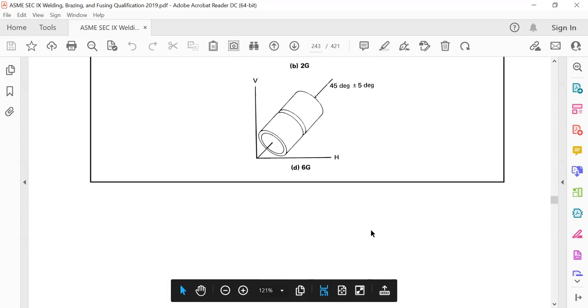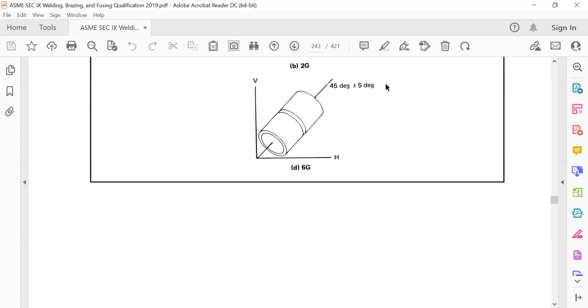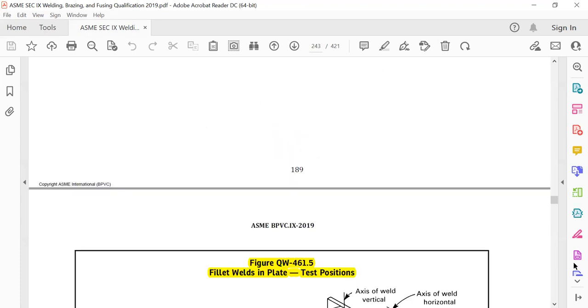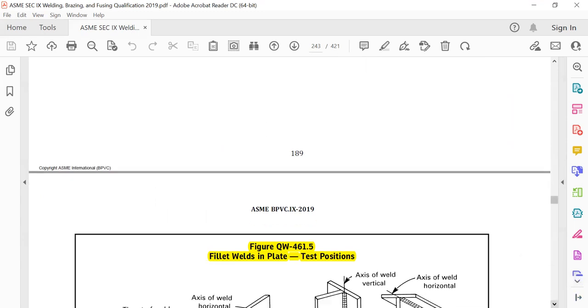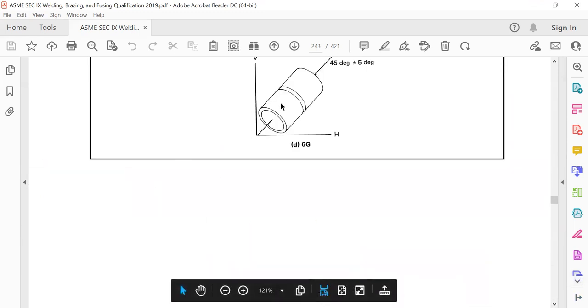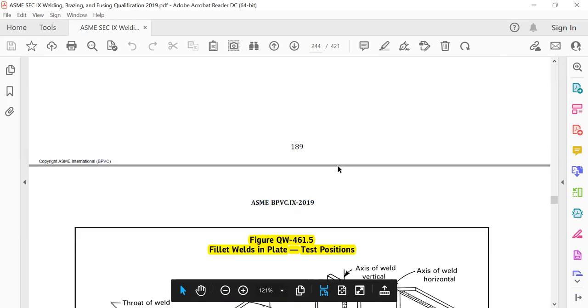And here is 6G. So 45 plus minus 5 degrees you can put. That is the requirement of code. You cannot just put anywhere in between 30. So 6G. In AWS you have 6GR, if you put a restriction plate here.